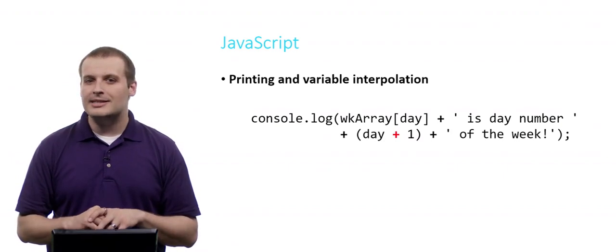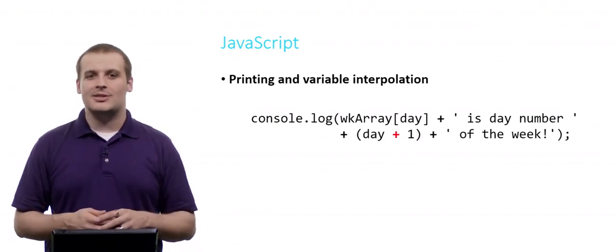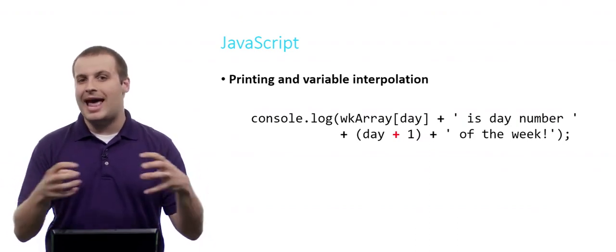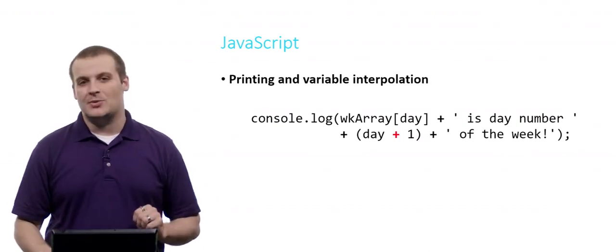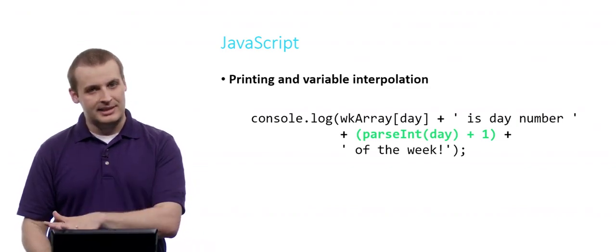You might find that you get something that you don't expect. JavaScript is making its best guess, and it's assuming that day and 1 are both strings, when really what I want to do is add them together literally because they're numbers. But fortunately, JavaScript gives us a way around that by using a function called parseInt. Now, this is going to give us what we expect to see.